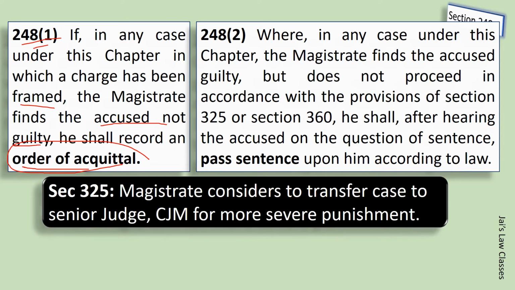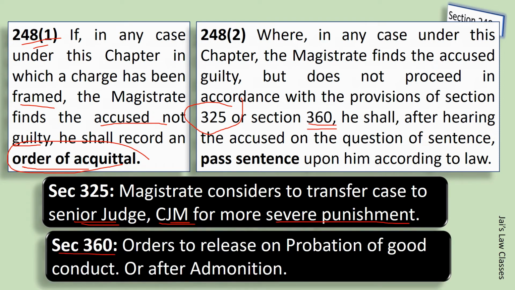Section 325 is when a magistrate considers transferring the case to a senior judge or chief judicial magistrate so that more severe punishment can be given. This means he was not competent to pass that sentence, so he has to transfer it. In that case, he will not pass the sentence. He will not convict him. The other condition is that in section 360, which is regarding orders to release on probation of good conduct or after admonition, if these two things have not been done, then he is going to pass the sentence, meaning he is going to convict the accused.